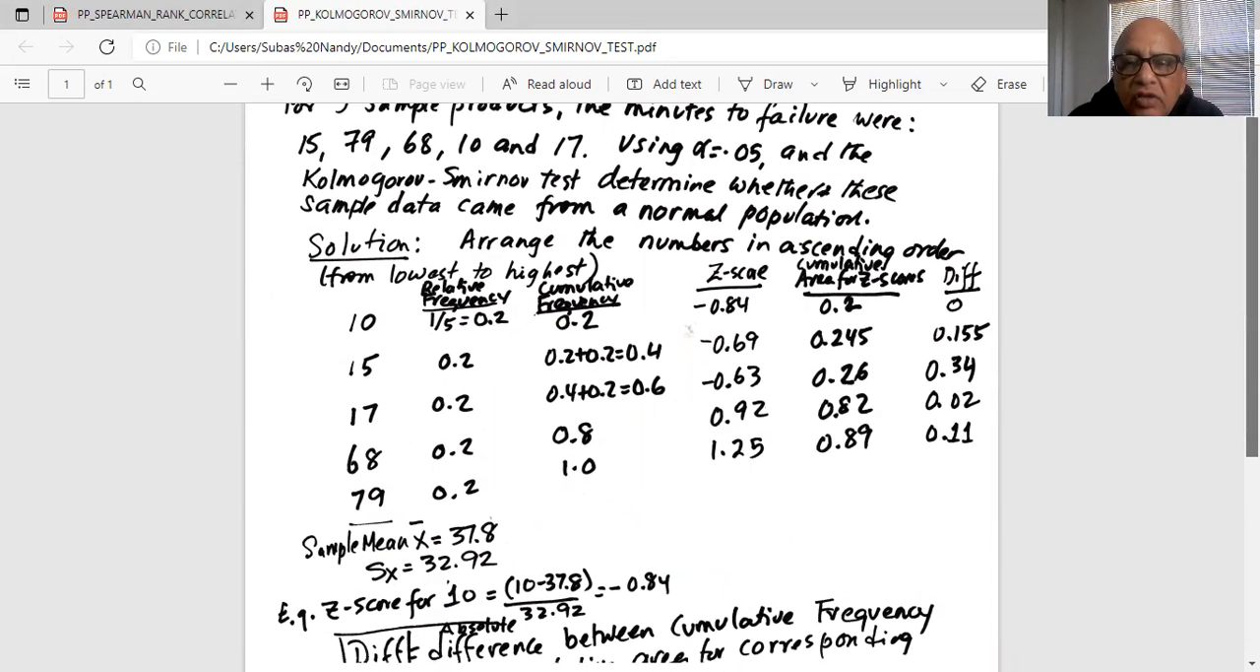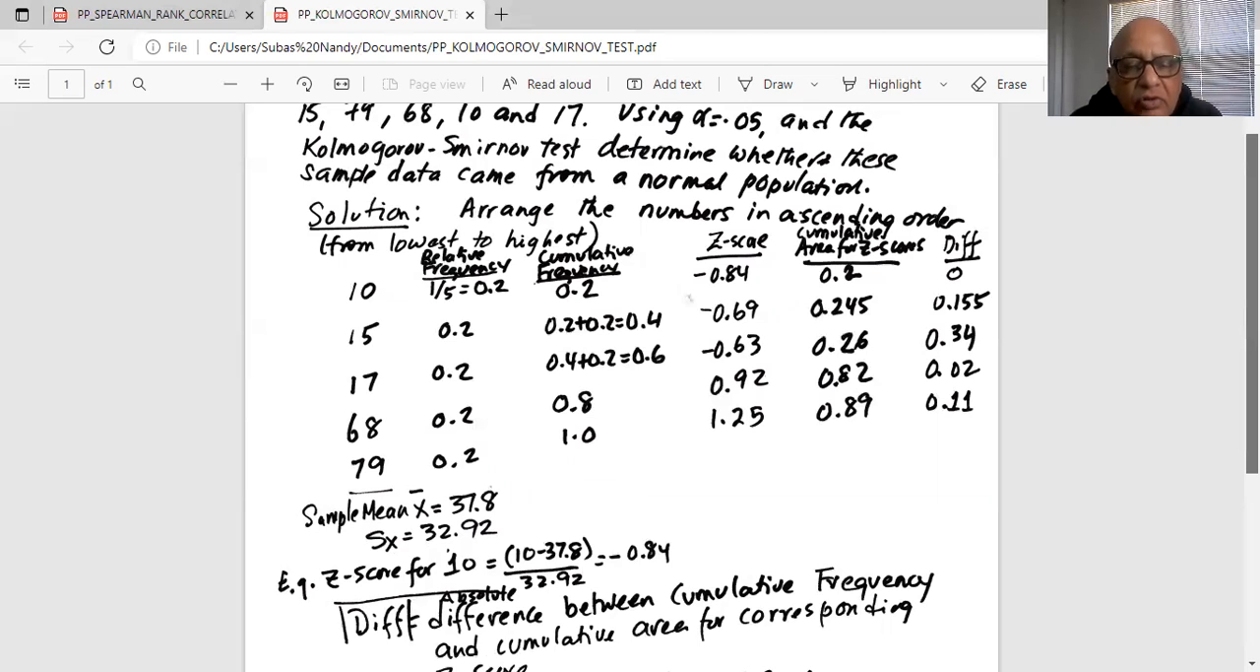Then we calculate the z-score for each number. Here I've shown you one calculation. The z-score for 10 is the sample number 10 minus mean 37.8 divided by sample standard deviation 32.92, which is minus 0.84. Next one is minus 0.69. Next one is minus 0.63. Next one, the z-score is 0.92. And the last number's z-score is 1.25.